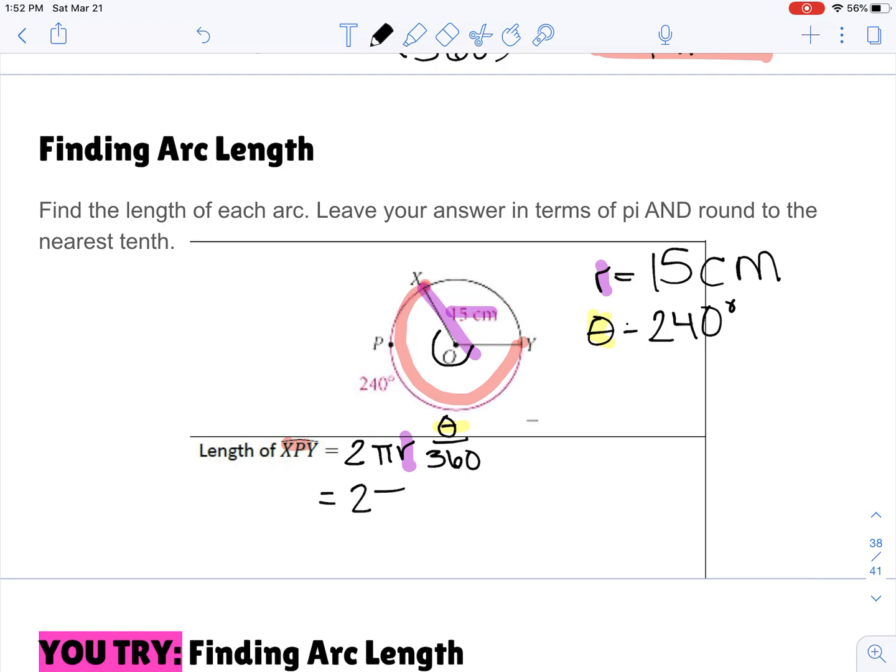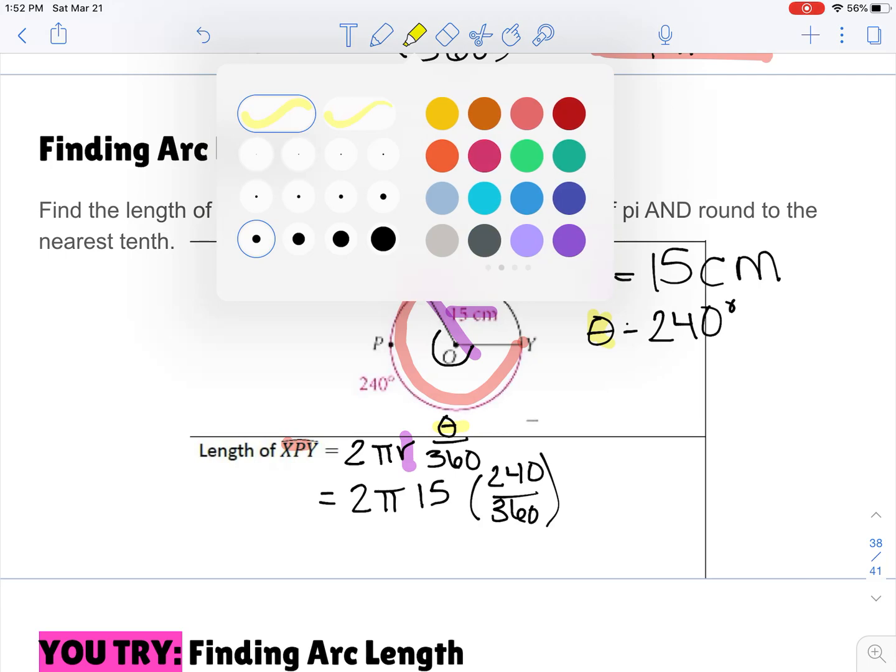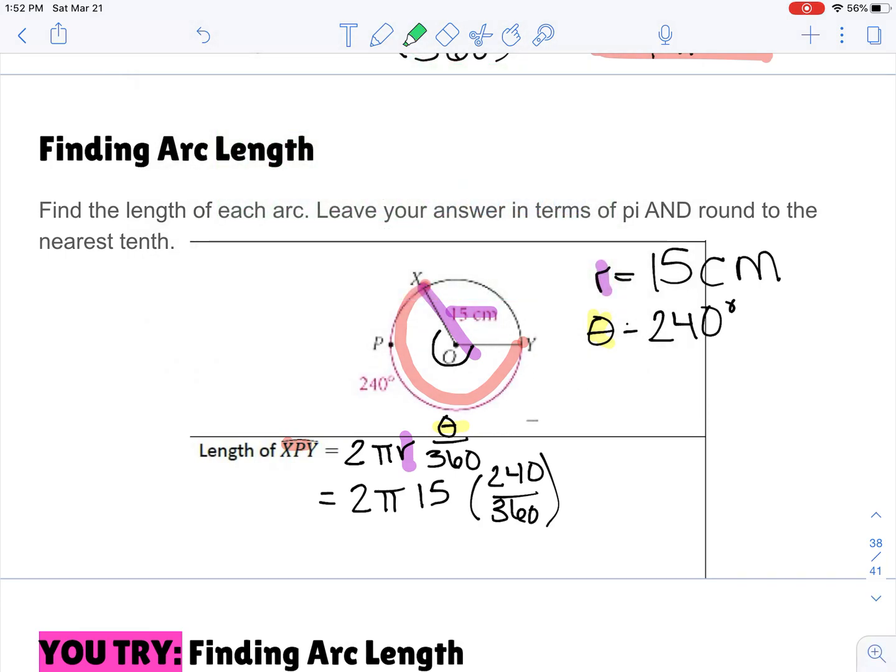So we have 2 pi times the radius, which is 15, times 240 over 360. This is the circumference, 2 pi times 15, and this 240 over 360 tells me what fraction of the circumference I want. So if we're looking for a rounded answer, let's see, and change the color here. If we want the rounded, or we'll do terms of pi first. We want a terms of pi answer.